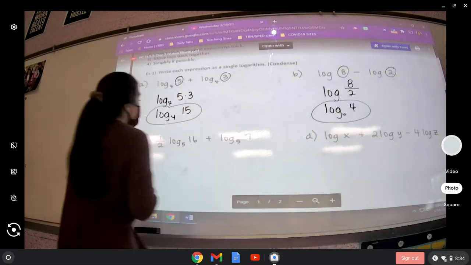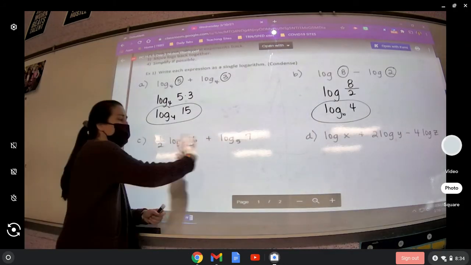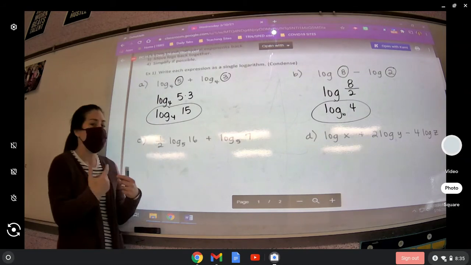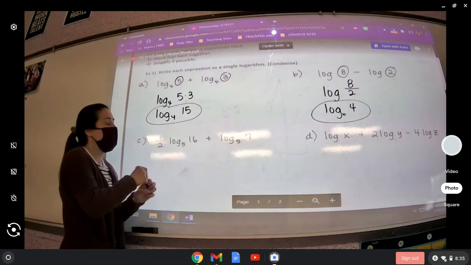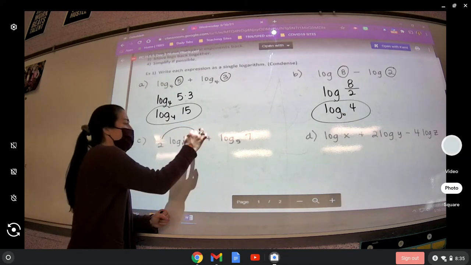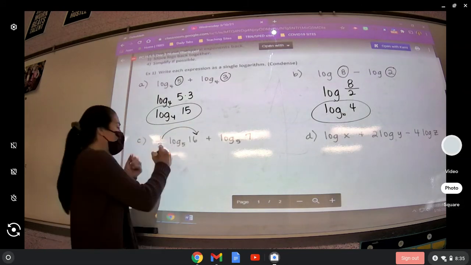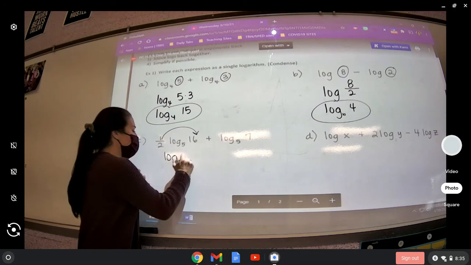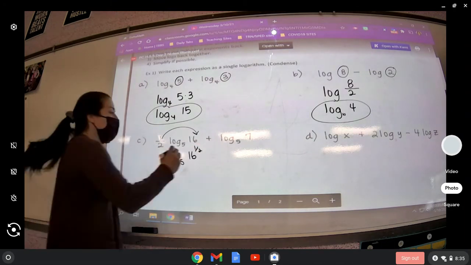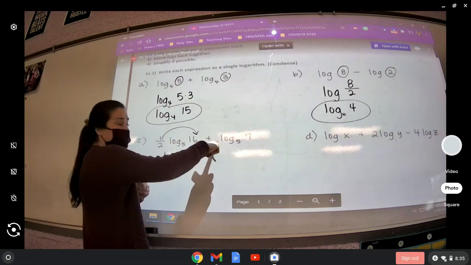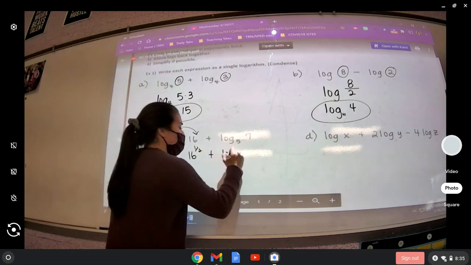All right, let's look at this one. I don't see any parentheses that I have to do anything in front of first, but I definitely see a factor in front of this log. So that means it has to go back up as an exponent. That would have been log base 5 of 16 to the 1/2 power. And then plus, the next one doesn't have any factors in front that have to go back up as an exponent.